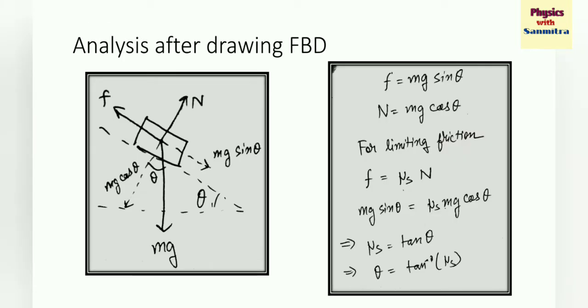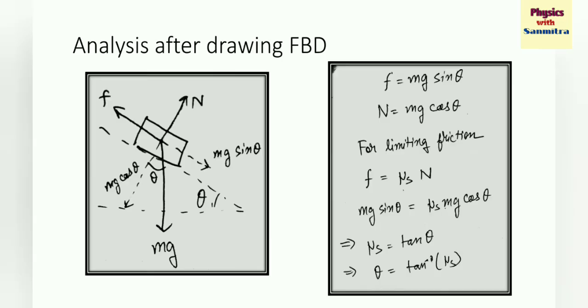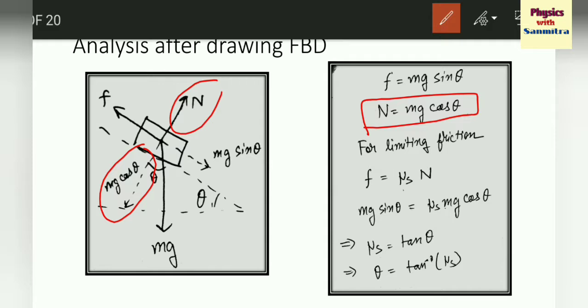Now I have drawn it again in a neat manner. After drawing the free body diagram, this is N and this is mg cos theta. These two will be equal, so mg cos theta is equal to N. This is F, and this is mg sin theta. So mg sin theta is equal to F.